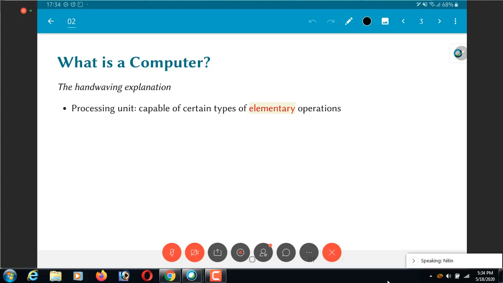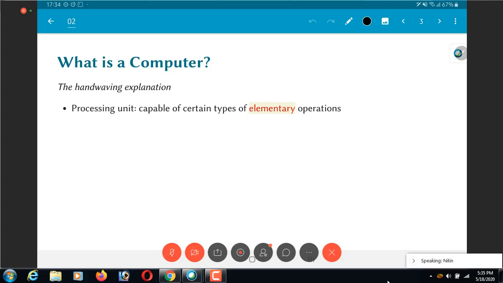In other words, arithmetic. But at the same time, even something like fetching data from memory and writing data back into memory is usually considered an elementary operation. In fact, branching, that is to say, jumping to a new position in a code, that particular step of branching by itself can be considered an elementary operation. So one way to think about it might be that these are the instructions of a computer.